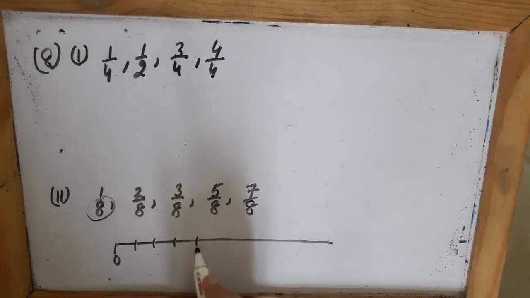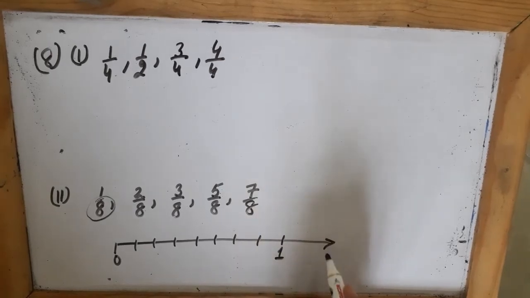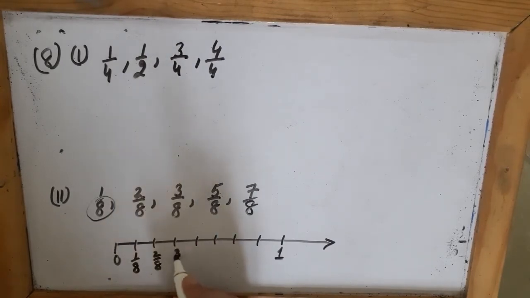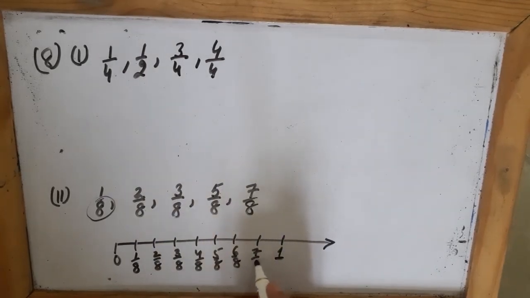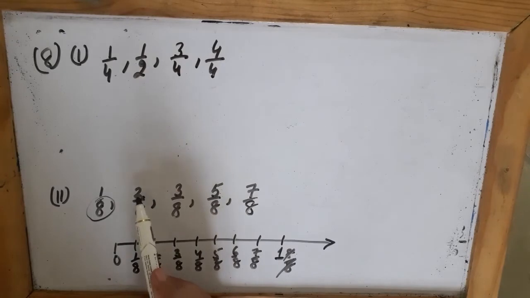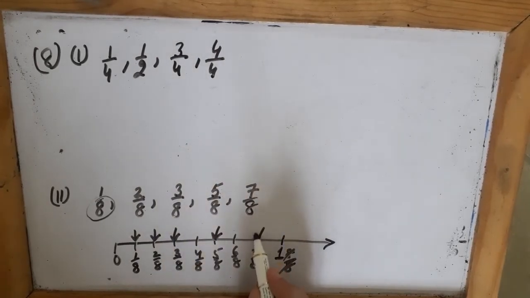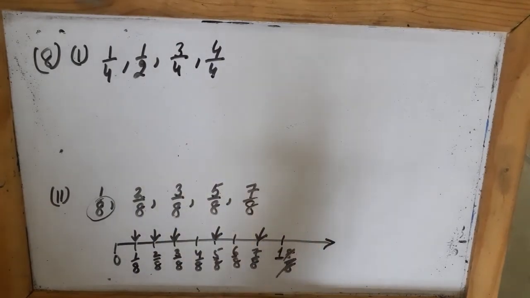1 2 3 4 5 6 7 8, and this 8th part will be my 1. So after 0 the next part will be 1 by 8, 2 by 8, 3 by 8, 4 by 8, 5 by 8, 6 by 8, 7 by 8, and this 8 by 8, or you can say 1. Now I have to show which parts. 1 by 8, so this is 1 by 8, 2 by 8, 3 by 8, 5 by 8, and 7 by 8.